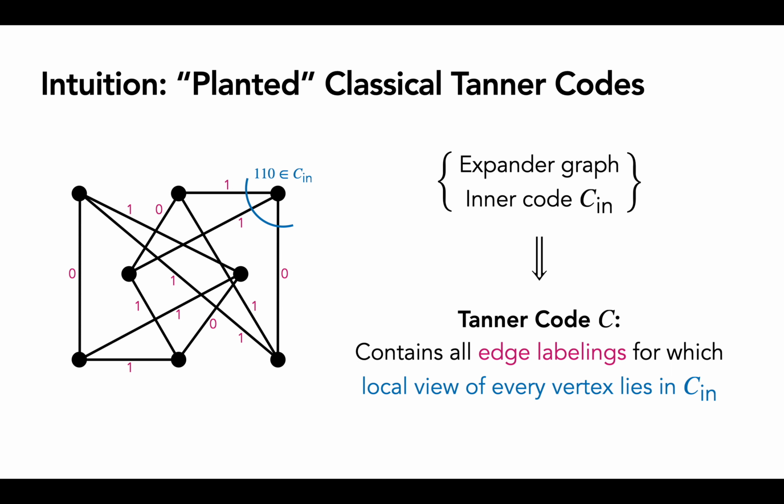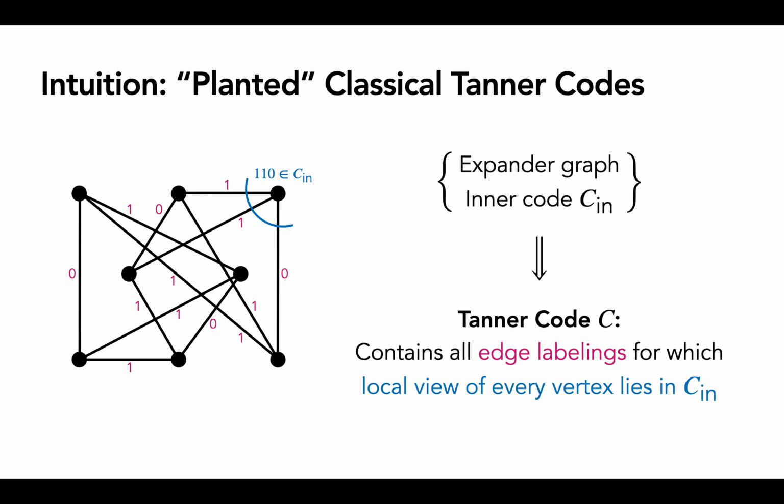And the constraints are simply that the local view of every vertex, so the bits on the edges that a given vertex sees, must form a code word in the inner code. So for instance, this highlighted vertex in the top right sees 1, 1, 0 on its edges. So if this assignment lies in the code, then 1, 1, 0 must lie in the inner code.